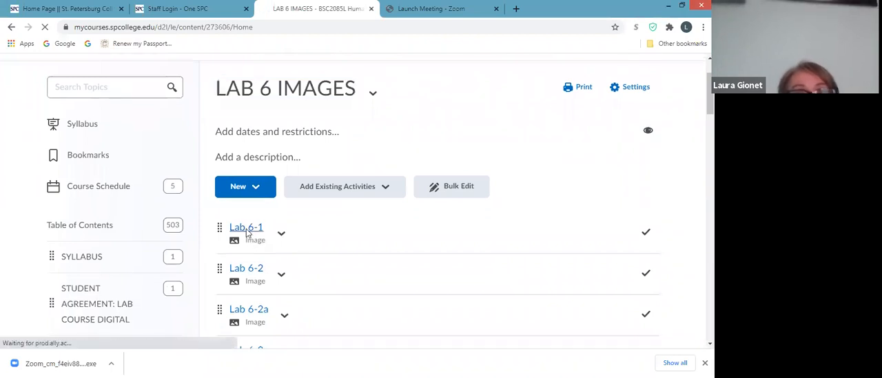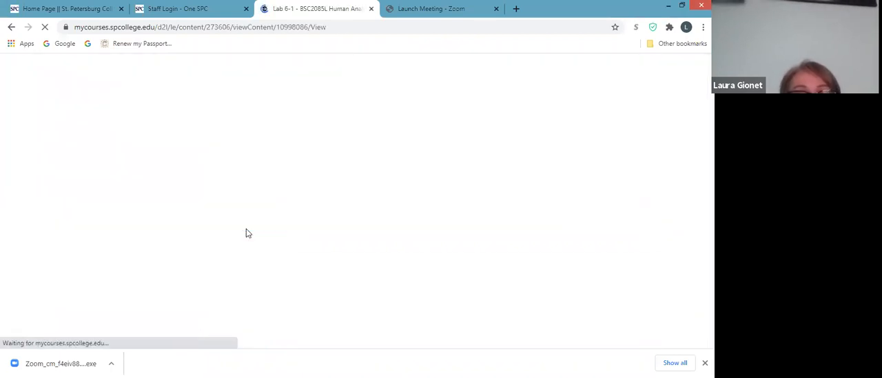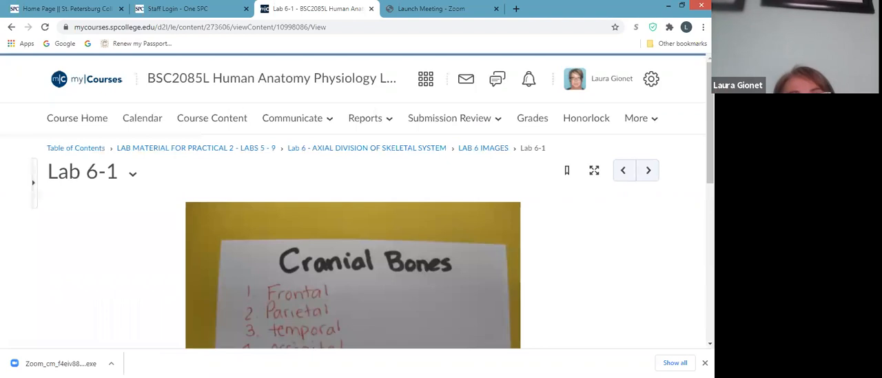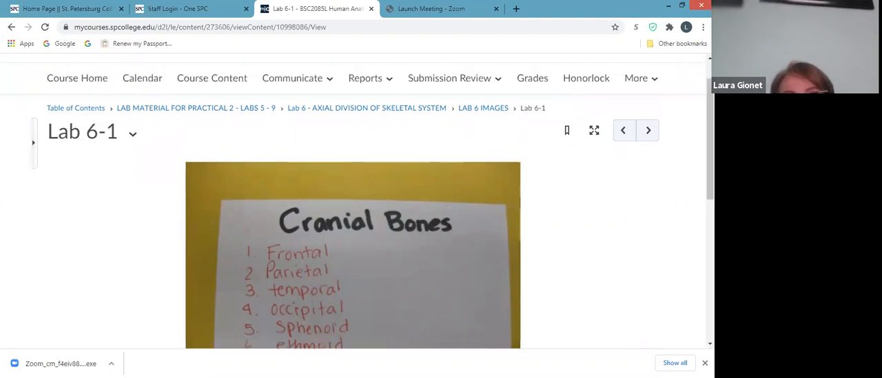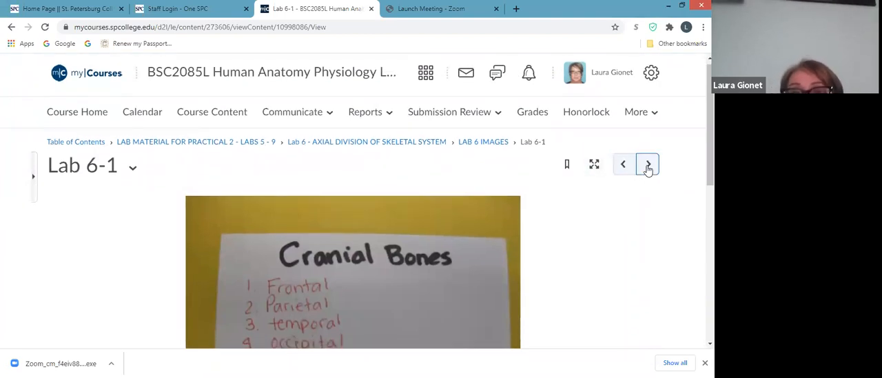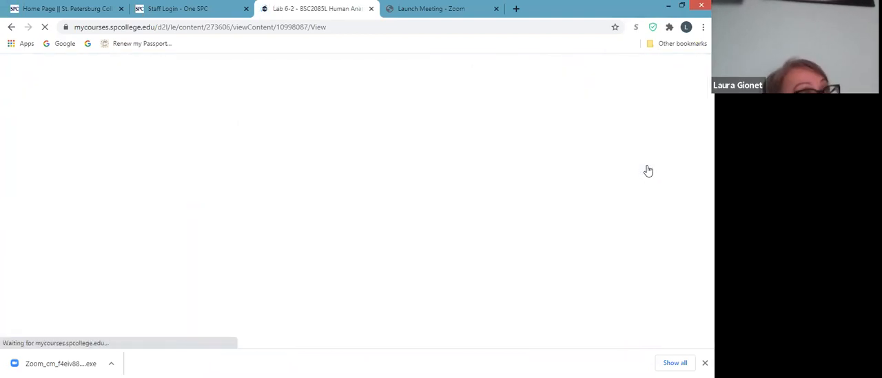And let's go to the first image, and we will identify everything you need to know. All right, so here we have a card. It just says these are your cranial bones. We have a frontal, parietal, temporal, occipital, sphenoid, and ethmoid bone. And we immediately start looking at models of the skull.